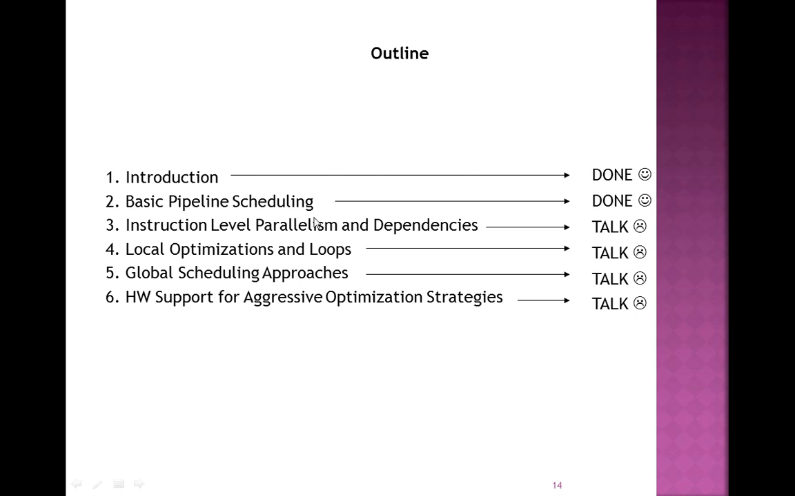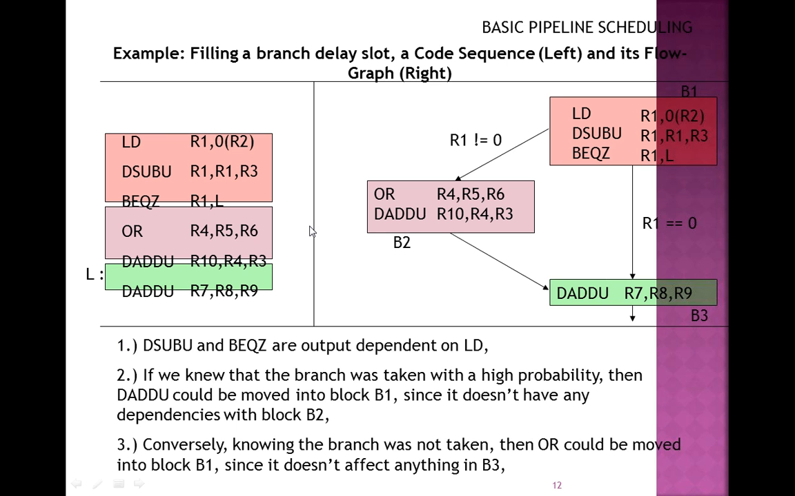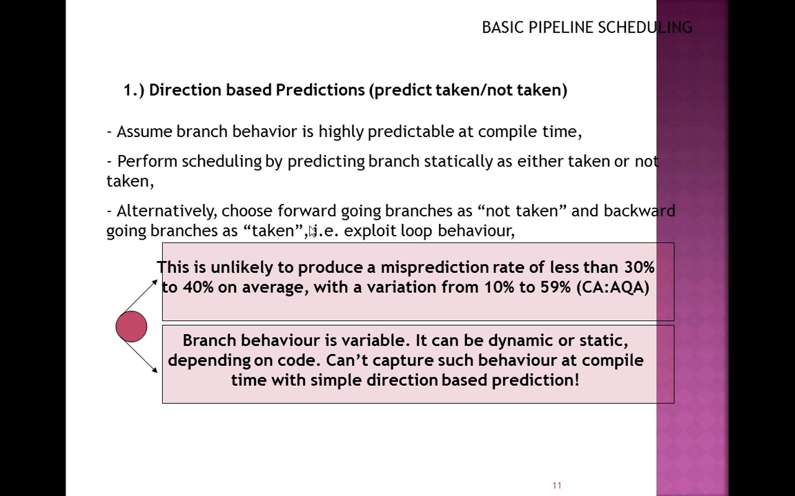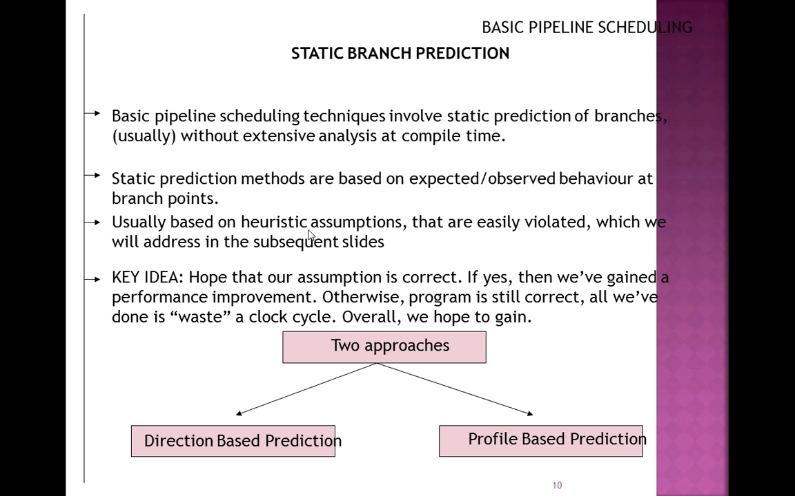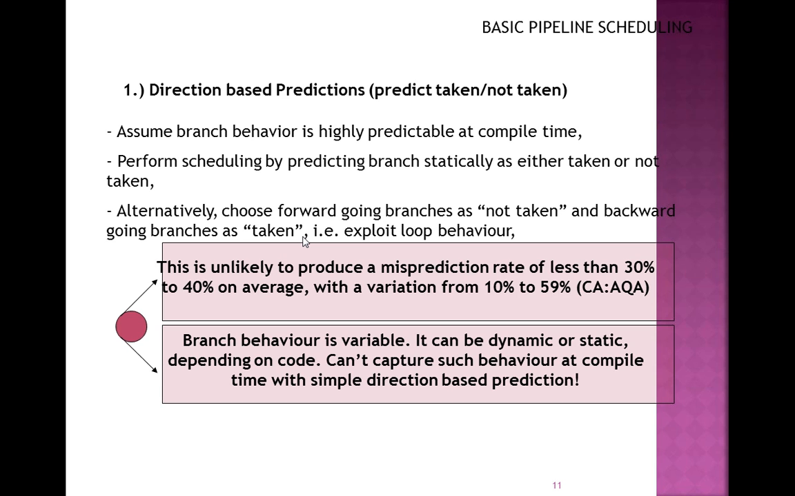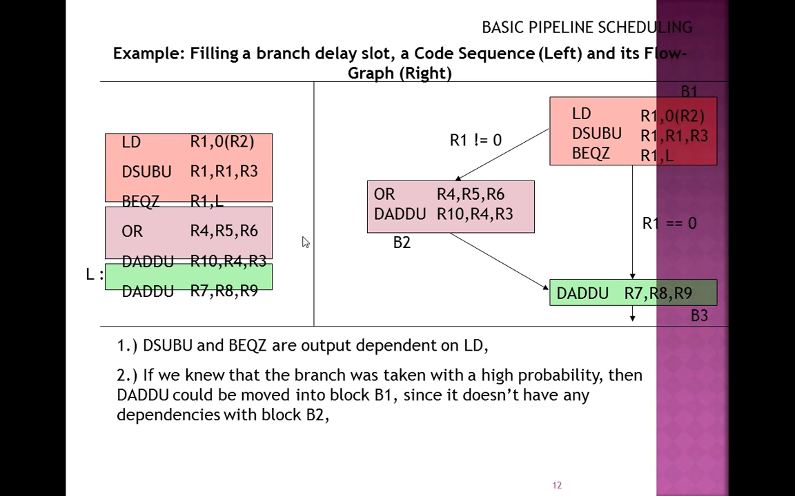Now we are done with pipeline scheduling. There are two types of scheduling: one is profile-based, and the other is direction-based prediction. So we assume on the prediction, we decide on the prediction. We are using approaches that can be used at static time or at runtime.